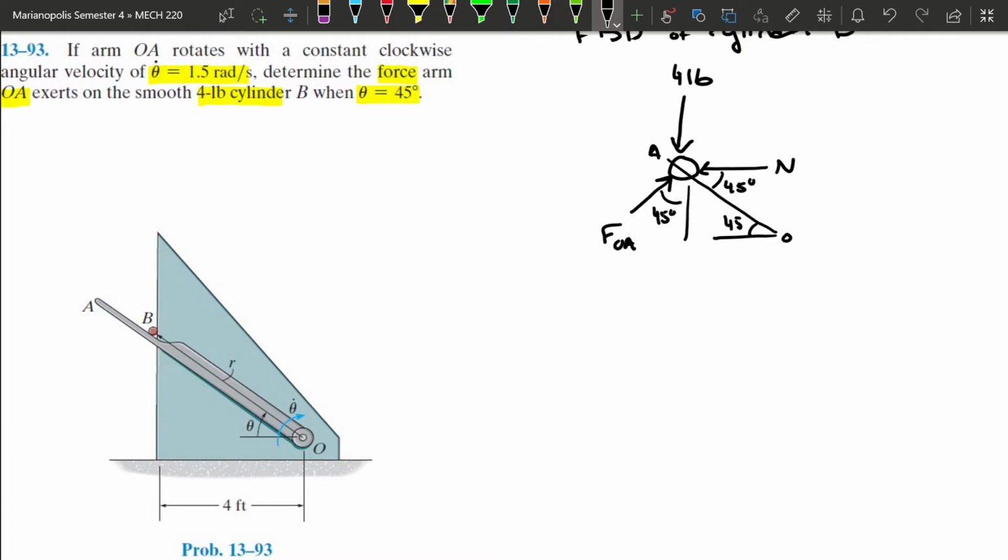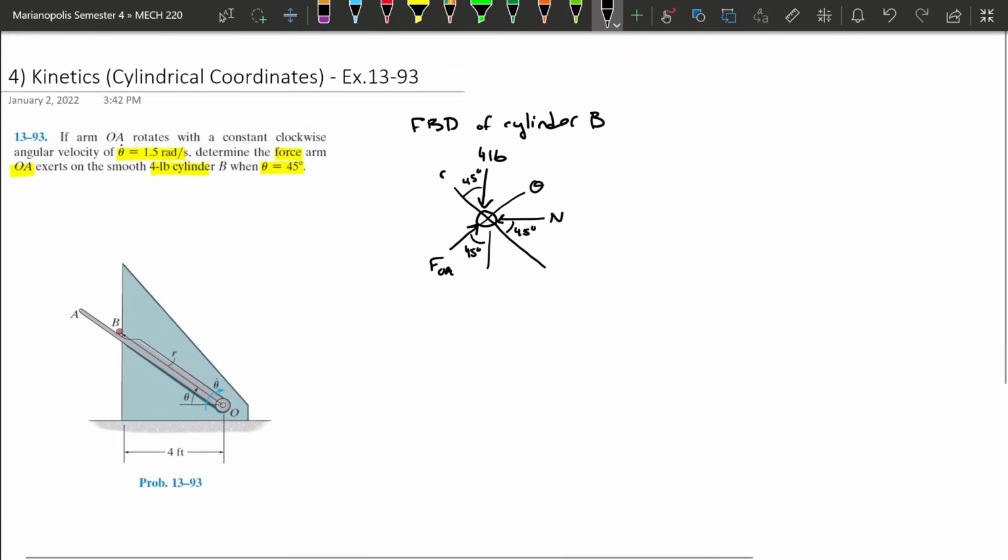All right, but let me clean this up a bit. I'm gonna get rid of this. And I'm gonna call the tangential direction always theta. And the radial was here, right? We had the r. Our arm OB or OA, any way you'd like to call it, is gonna be like this. And same again here, this is also all 45 degrees.